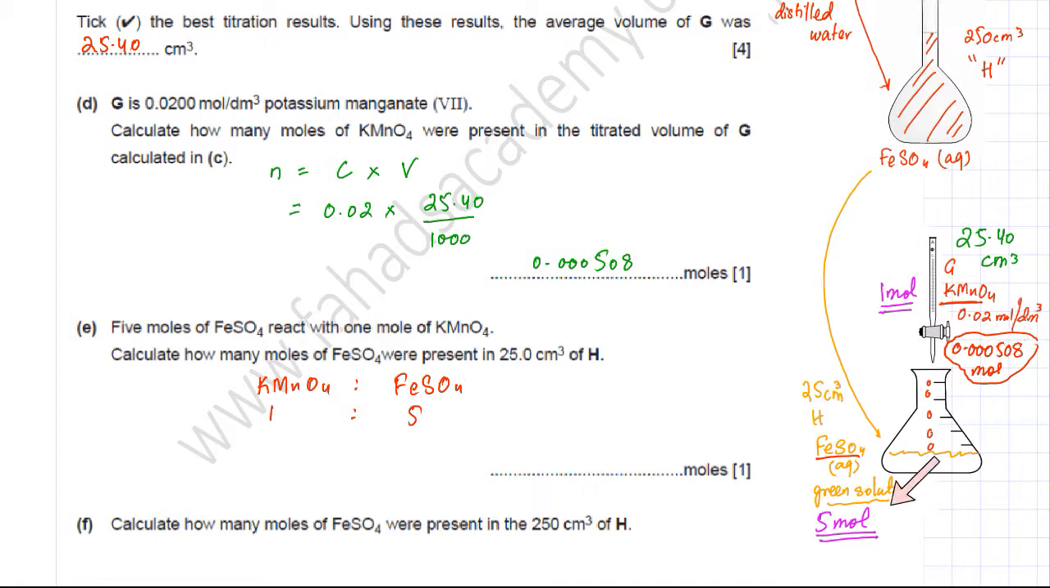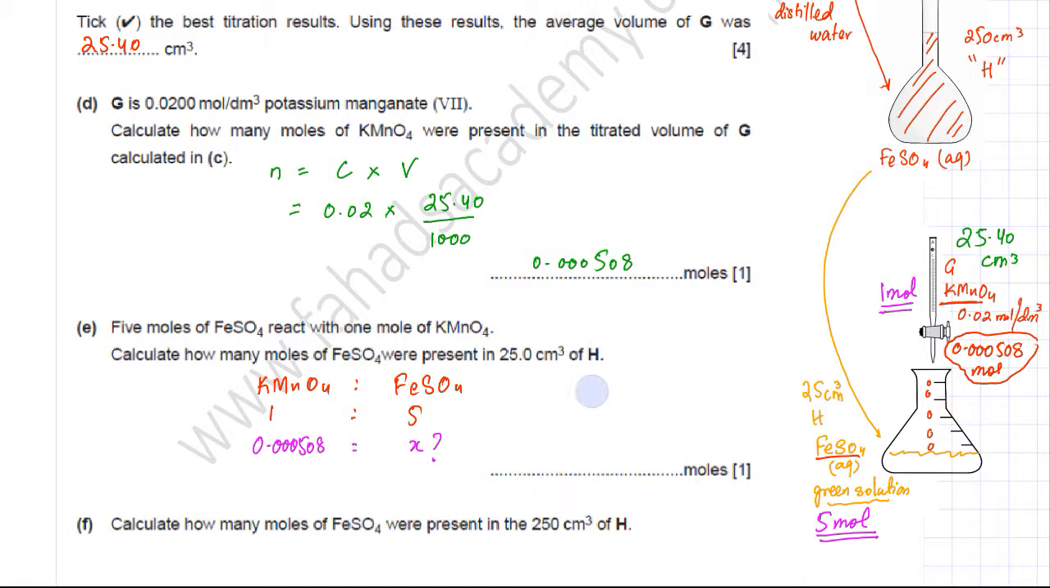If 1 mole reacts with 5 moles, and we are adding 0.000508 moles, how many moles of FeSO4 would be present? The amount of moles would be 5 times this quantity. 1 reacts with 5, so 0.000508 moles of KMnO4 would react with how many? I'm going to use ratios now. 1 reacts with 5. So if you have 0.000508 moles, how many moles of FeSO4 would react with it?